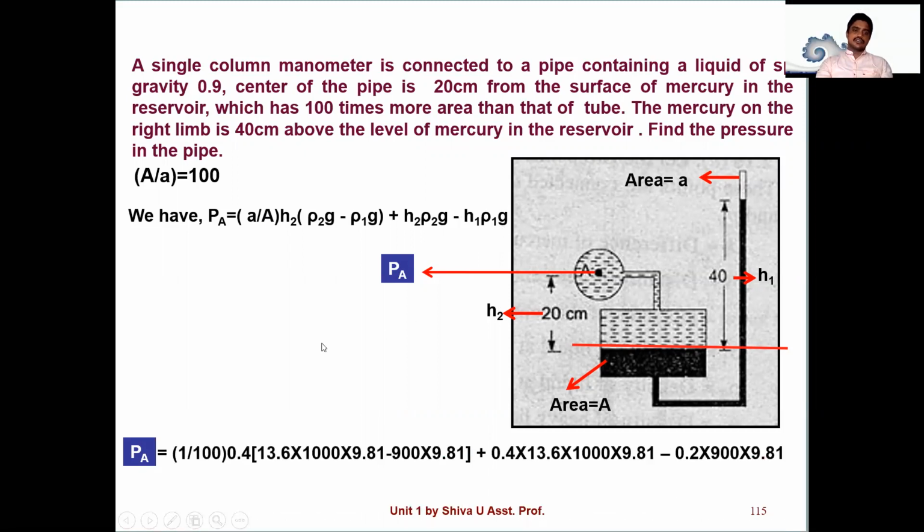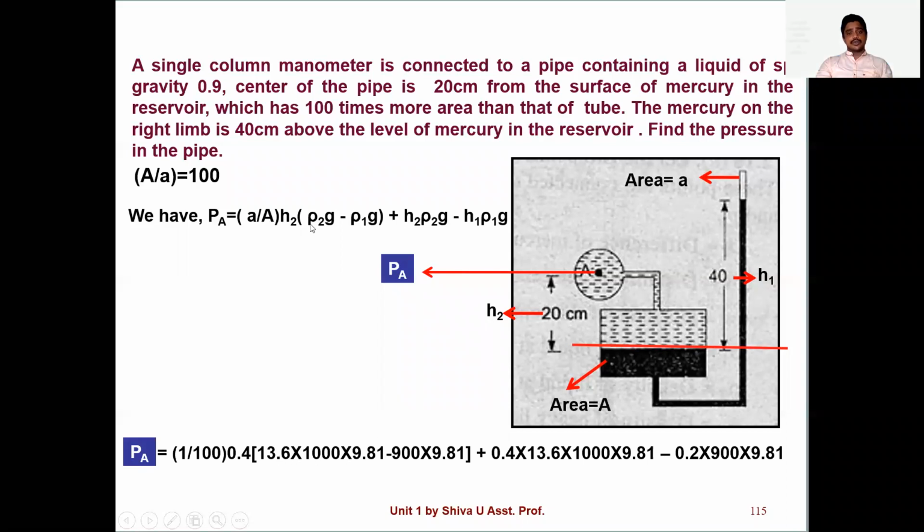Applying those and substituting the numericals which are given here, the specific gravity of the liquid is given as 0.9. Converting those, the area is available, that is 1 by 100, and H2 is 0.4, which is given in centimeters. So we need to convert it into meters.